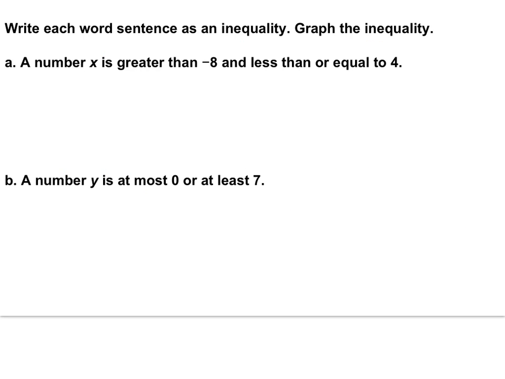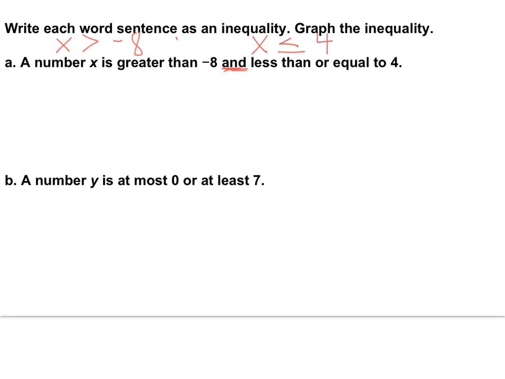So let's try to do this on our own. It says, write a word sentence as an inequality, then graph the inequality. The first one: a number x is greater than -8 and less than or equal to 4. Here I see that keyword of and. So if you look at your notes, I should have this written as one inequality. The first part says a number x is greater than -8. I would write that as x > -8. The second part, and less than or equal to 4, I would still use x because we're talking about that same number: x ≤ 4.